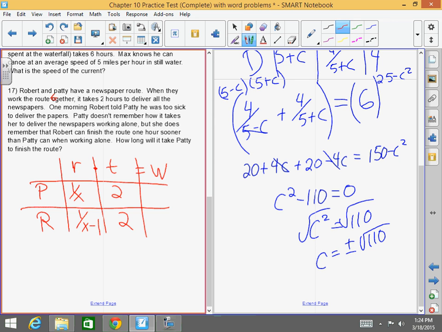Because, well, this is from the way we learned how to solve work, guys. Let's say she does it in 8 hours. Doesn't she do 1/8 of the job in 1 hour? But that's why we do it over 1. So my work done here, Patty's work is 2 over x. Robert's is 2 over x minus 1. So Patty's time to do the work plus Robert's time to do the work equals 1 complete job.